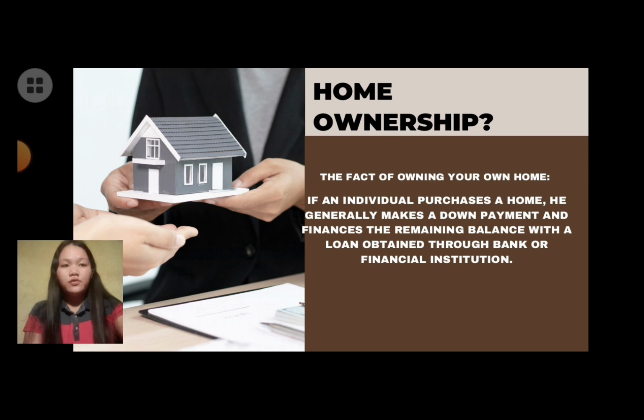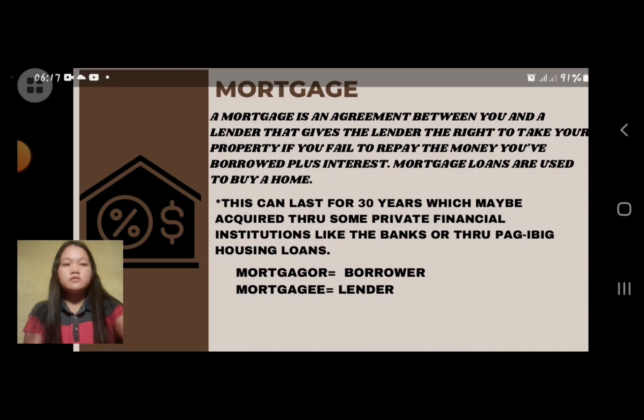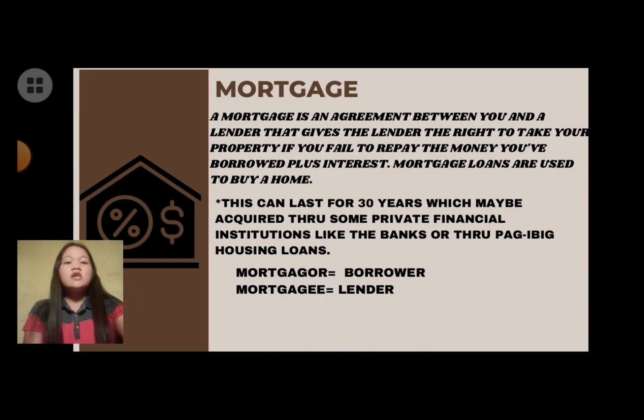If an individual purchases a home, he generally makes a down payment and finances the remaining balance with a loan obtained through banks or financial institutions. And this is where mortgage comes into the picture. A mortgage is a loan used to finance the purchase of real estate, secured by the property itself, usually with a specific payment period and interest rate. It is also an agreement between you, the borrower, and the lender that gives the lender the right to take your property if you fail to repay the money you borrowed, plus the interest.